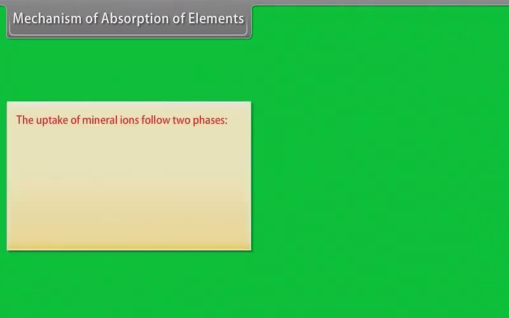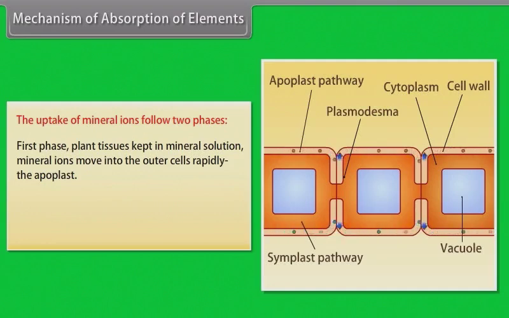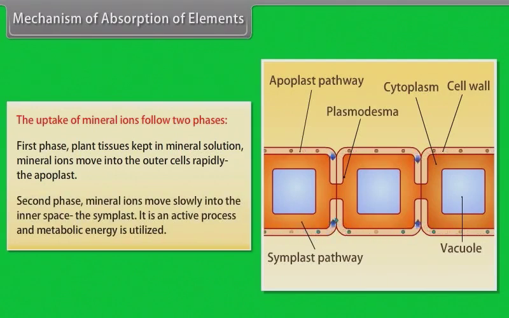The uptake of mineral ions follows two phases. First phase: plant tissues kept in mineral solution. Mineral ions move into the outer cells, the apoplast, rapidly. Second phase: mineral ions move slowly into the inner space, the symplast. It is an active process and metabolic energy is utilized.